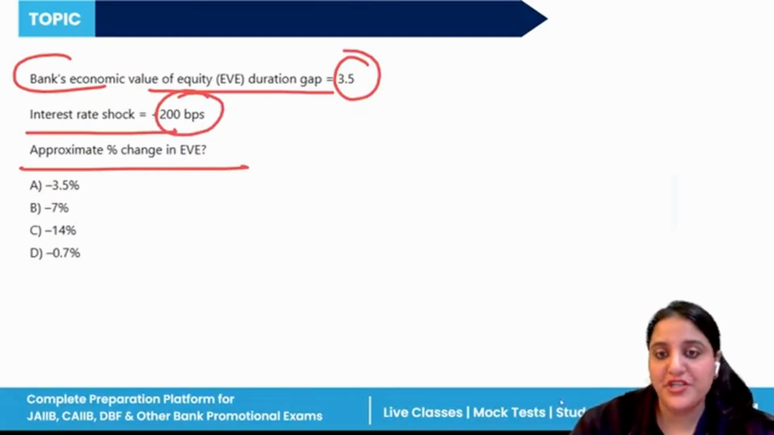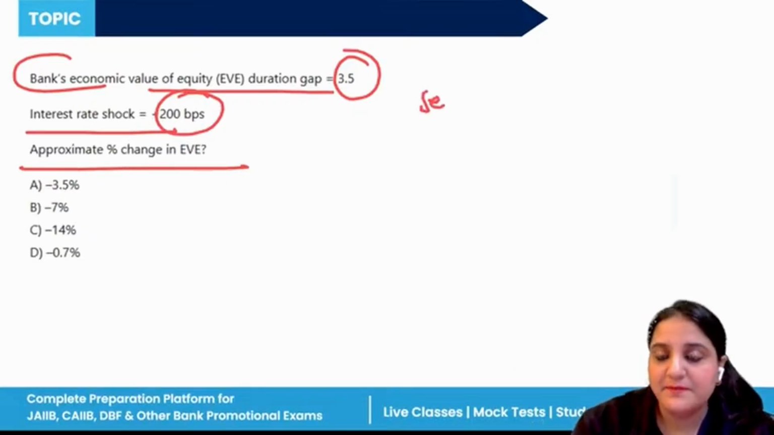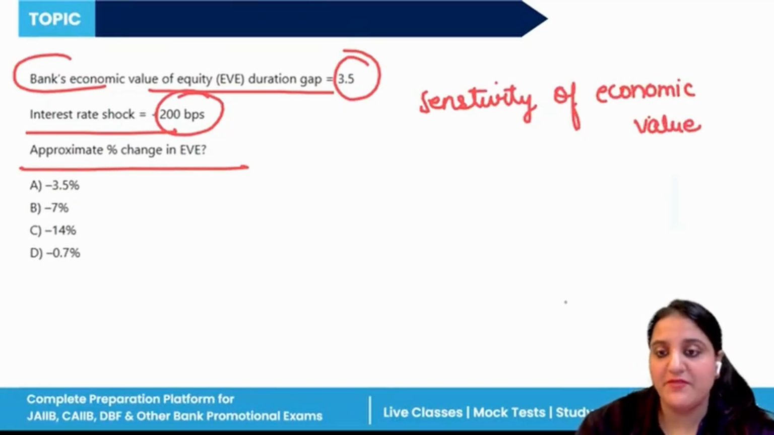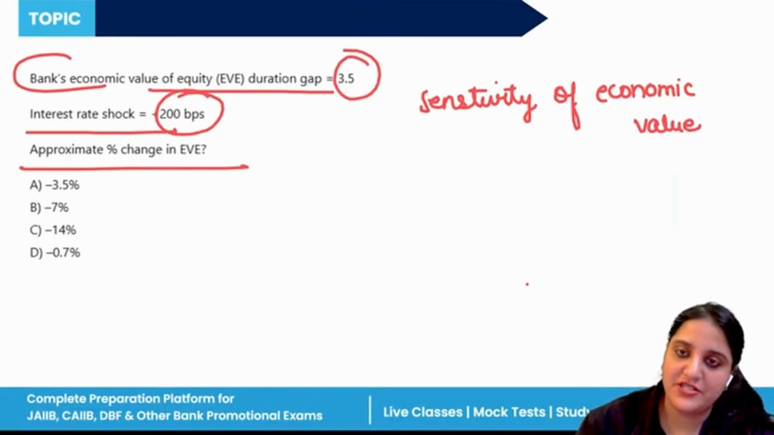What is the meaning of duration? Duration means the sensitivity of economic value, the sensitivity of the economic value to the interest rate change.